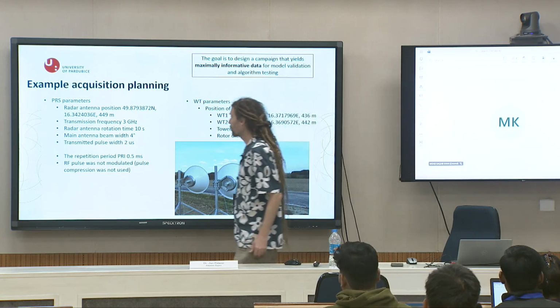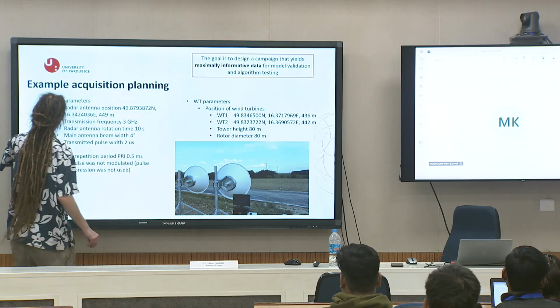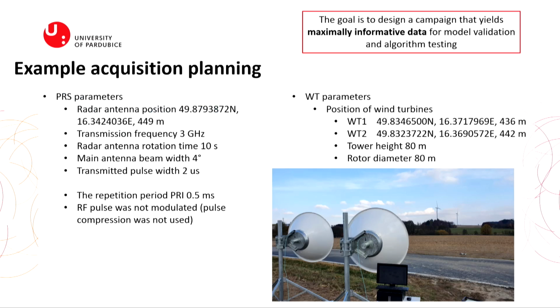But we made this measurement. So in our measurement, for the radar antenna position, we make a record of coordinates. Height was about 450 meters. Transmission frequency was about 3 gigahertz, same as we used during tutorial 1. Radar antenna rotation time, we usually agree about 10 seconds, but for measurement it is not valid, of course, because it was like a continuous pulse signal that we sent to the wind turbines.